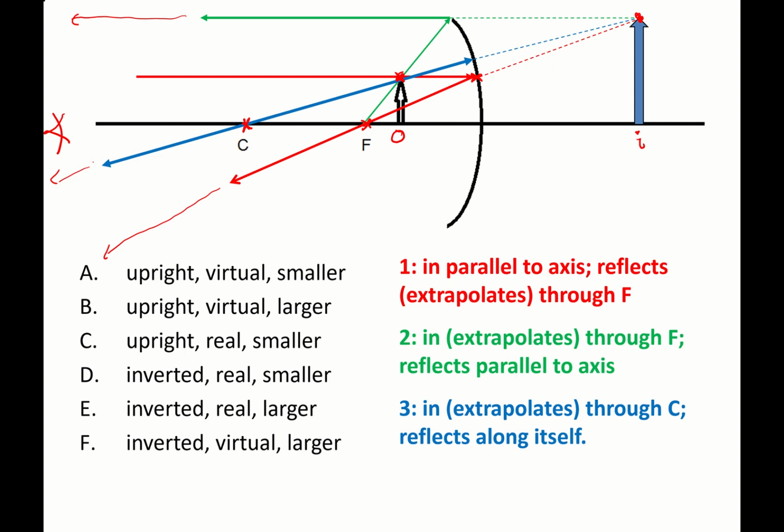So now how would I describe this image? Well, it's right side up, so we say it's upright. Is it real or virtual? Well, we had to draw imaginary lines to go back behind the mirror, right? Light doesn't really go behind the mirror, so the fact that we see the image behind the mirror means that it's virtual. I gave you the answer. So it's upright and it's virtual. Is it smaller or is it larger? Well, it looks like it's bigger than the object, so it's upright, virtual, and larger.